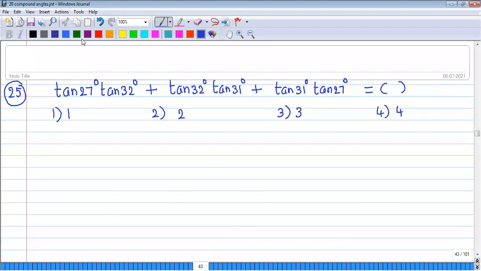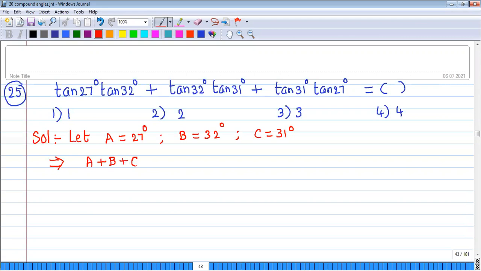Okay. So here, my dear students, remember, let A is equal to 27 degrees, B is equal to 32 degrees, C is equal to 31 degrees. So let us establish a relation among A, B, C by adding A, B, C. 27 plus 32 plus 31 degrees. What is the value?